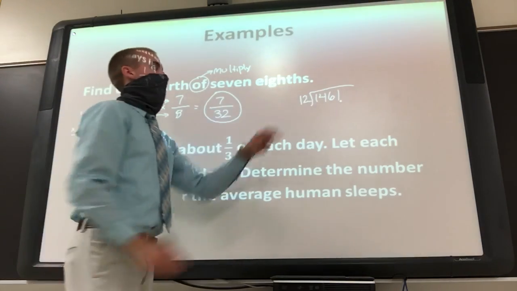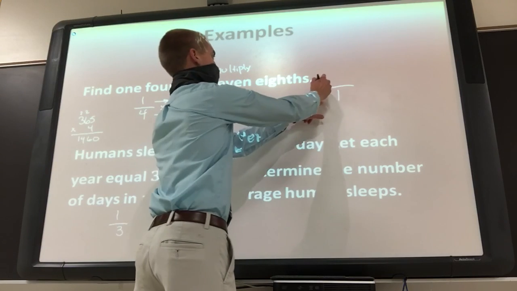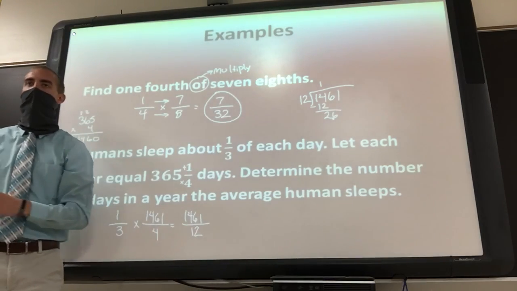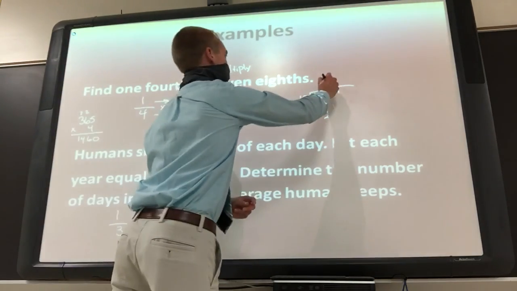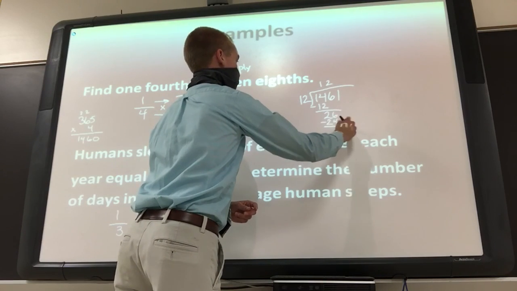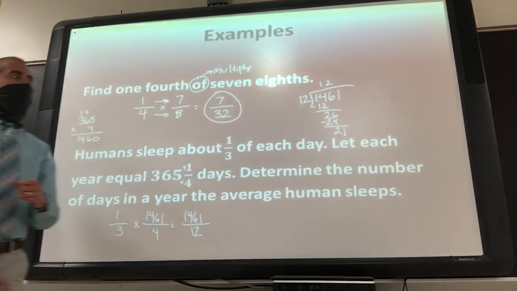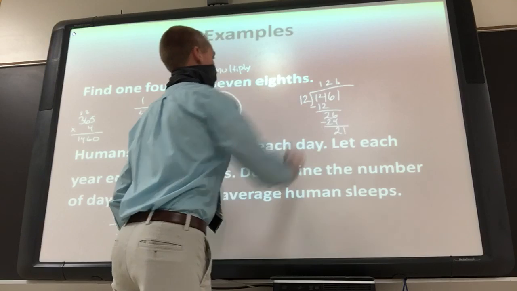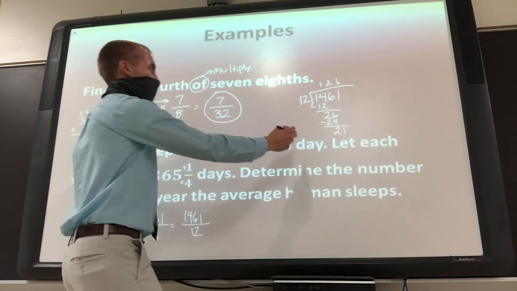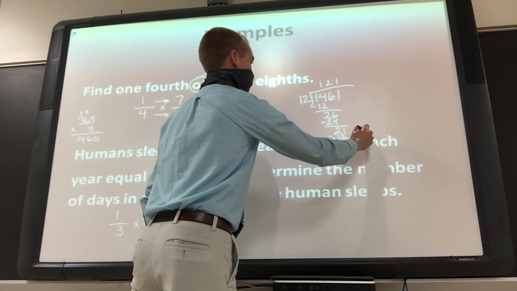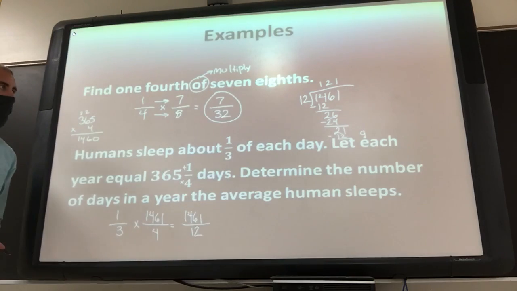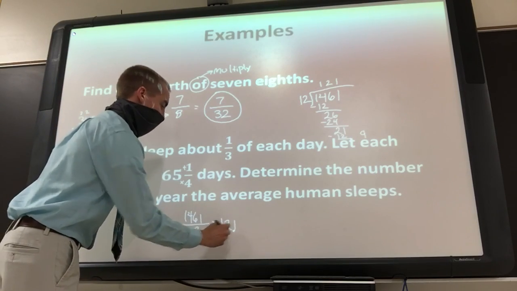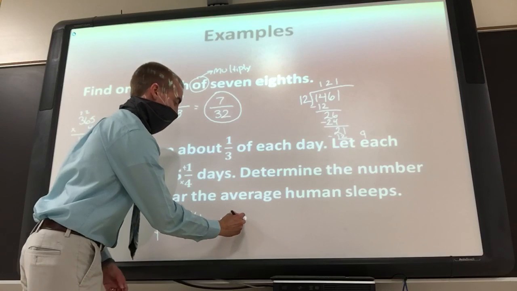So 12 goes into 1,400, or 12 goes into 14 once. Subtract 12, we're left with 2, and pulling down the 6 gives 26. 12 goes into 26 twice. Subtract 24, we're left with 2. And then 12 goes into 21 one time. And if we were to subtract 12, I'm running out of room, we would be left with 9. Okay? So write that as our mixed number. It'd be 121 and 9/12.